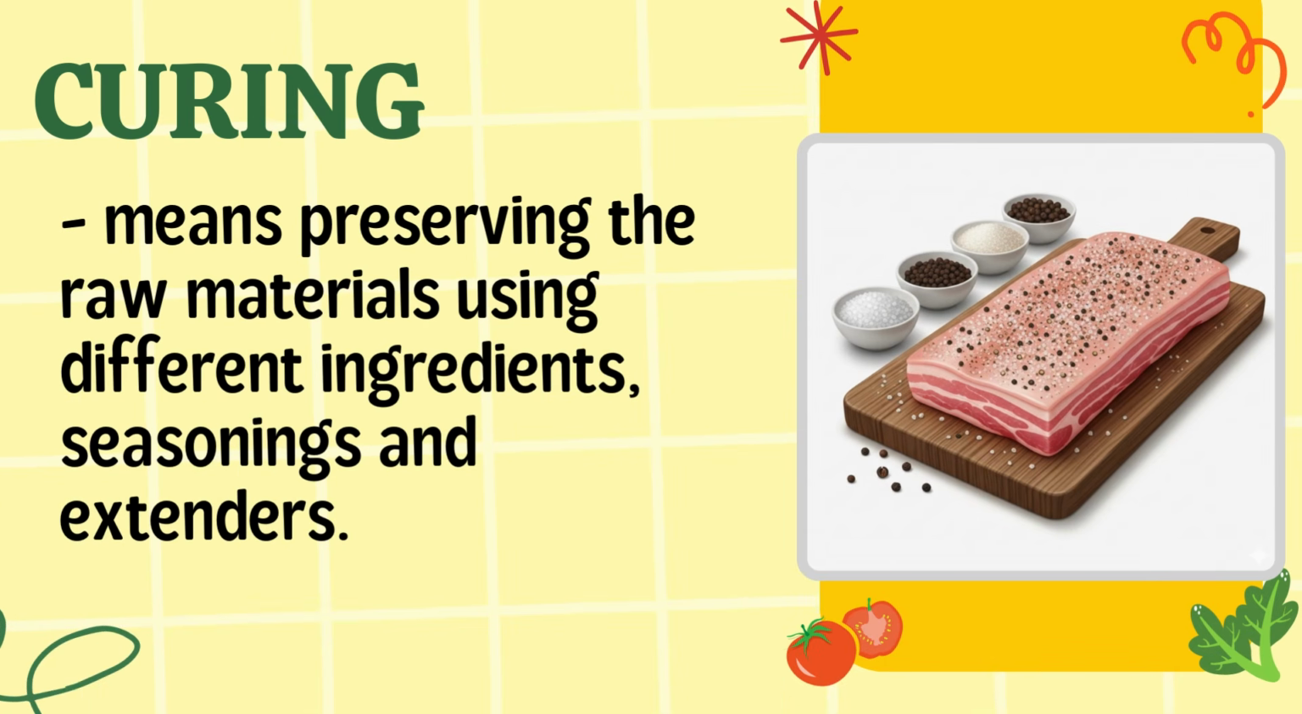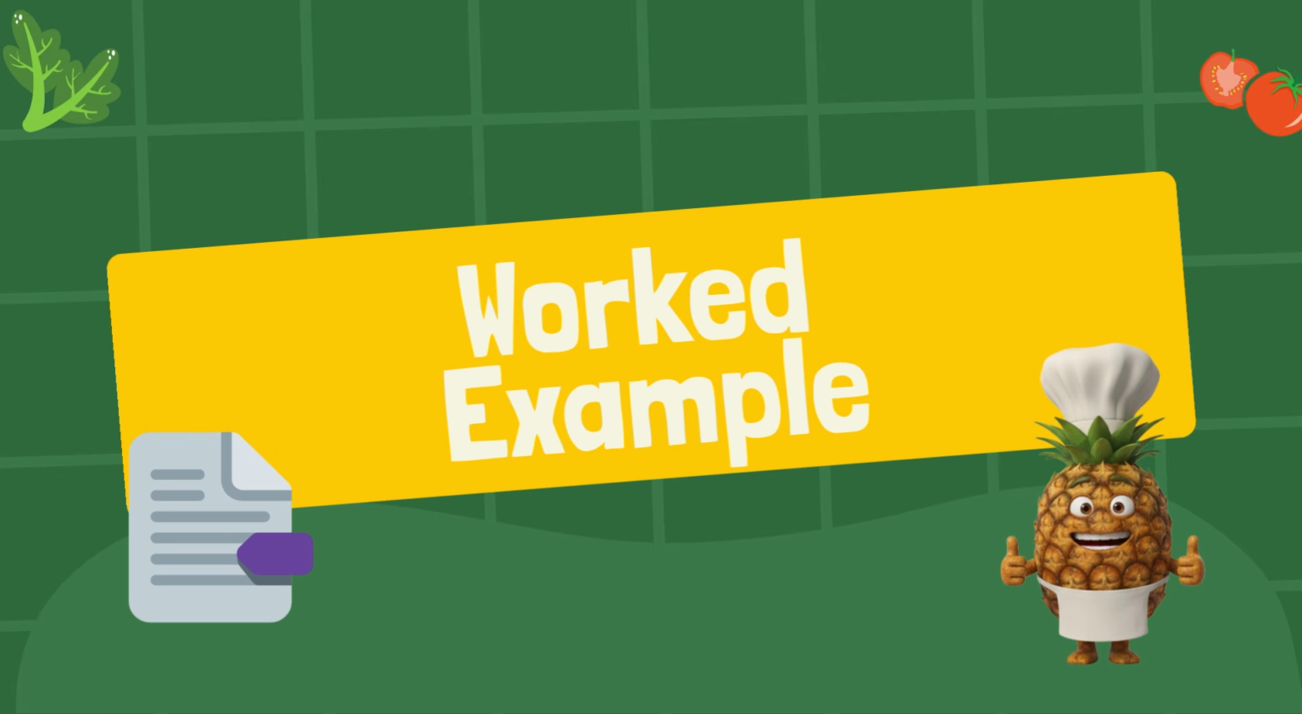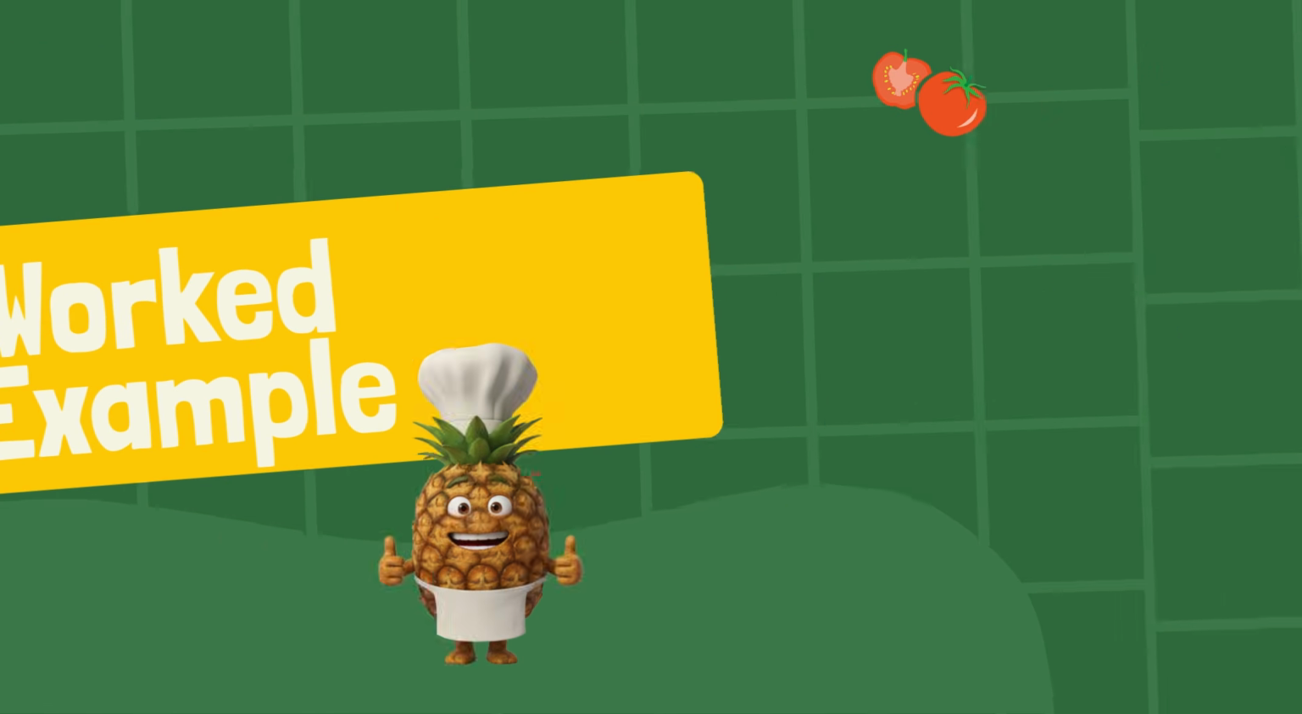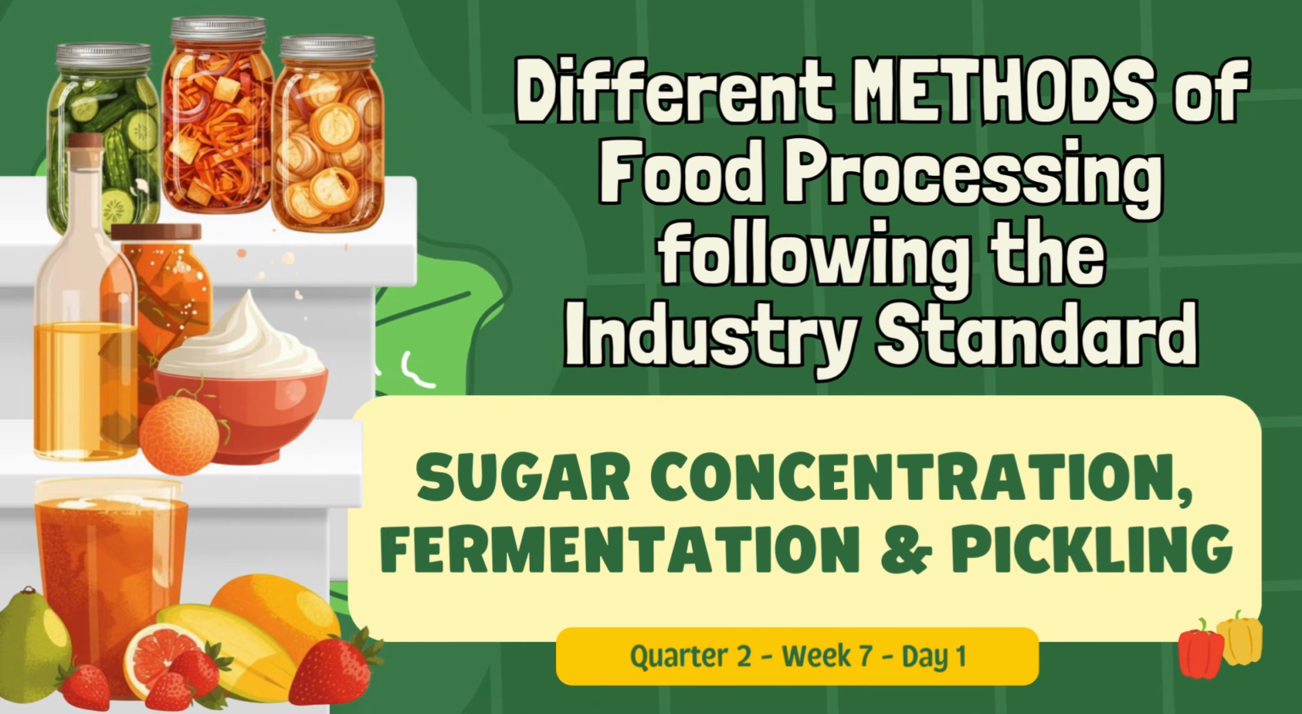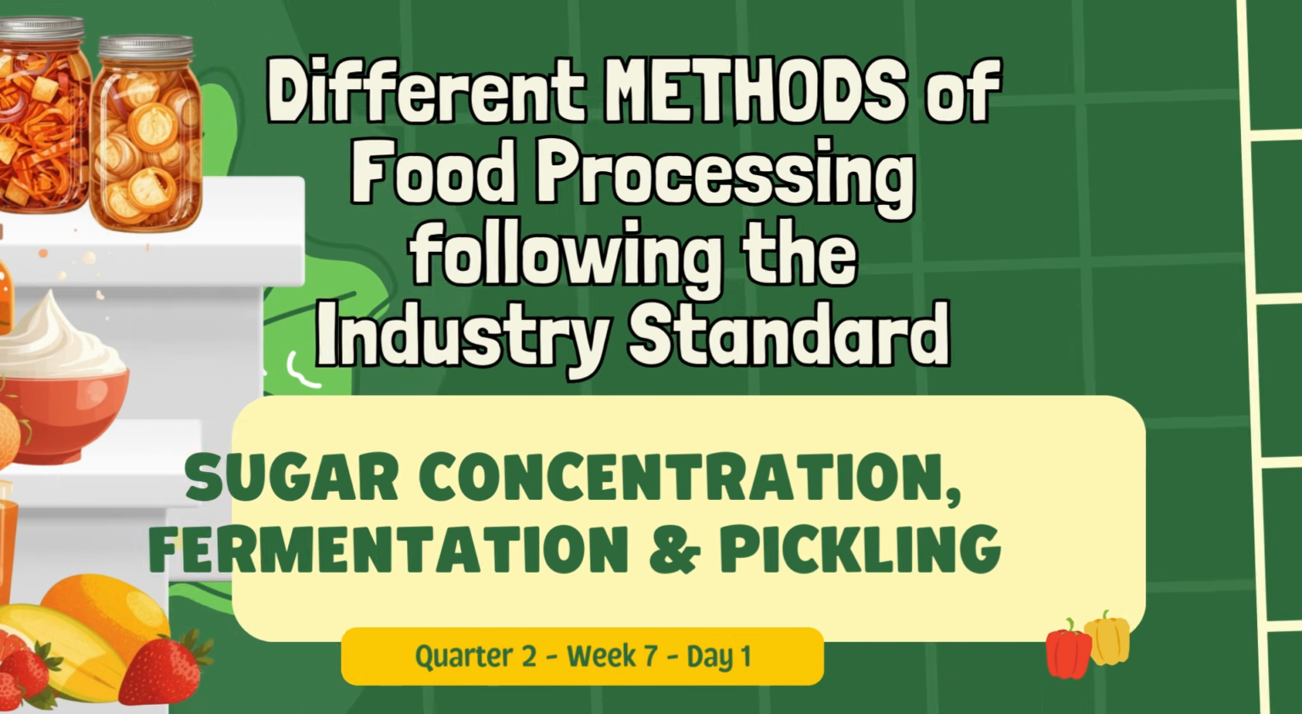Curing means preserving the raw materials using different ingredients, seasonings and extenders. Keeping food from spoiling by adding salt, sugar, or spices. Example: salted eggs or cured ham. Worked example: sugar concentration, fermentation and pickling.